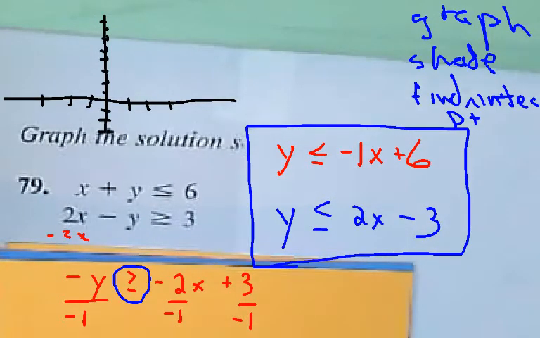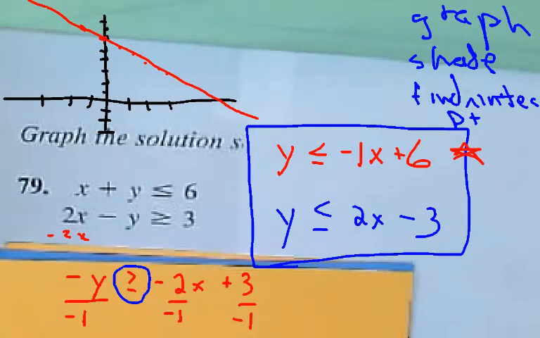Let's do the red one first. They start at 6. 1, 2, 3, 4, 5, 6. Make a dot. And then I go over 1, down 1, over 1, down 1, over 1, down 1. So it's going like this, and my line goes off like this. That's my line. That's the red one. That's this one right here.